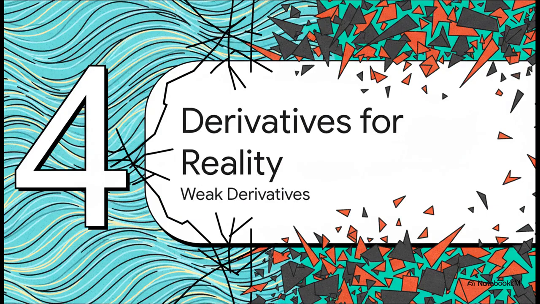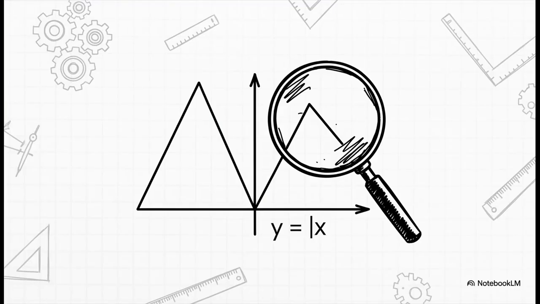So far, we've been playing with nice, smooth functions. But you know, reality is messy. It's got sharp corners and abrupt changes. And this is where traditional calculus kind of hits a brick wall. Just take a look at the simple function y equals the absolute value of x. It looks fine, right? Except for that one sharp point right at the bottom.